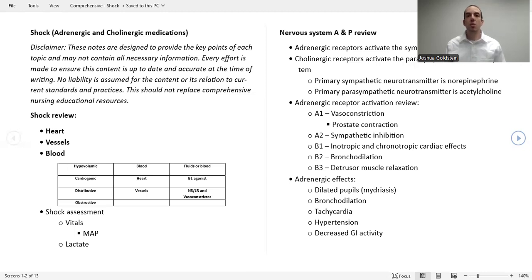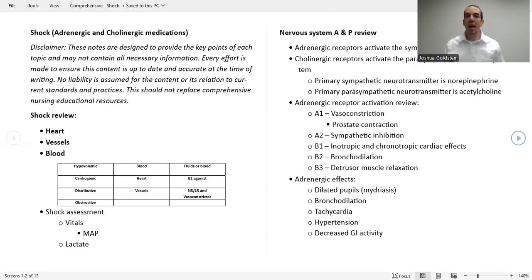So let's go ahead and start with shock. There are three primary classes of shock. There's hypovolemic, cardiogenic, and distributive. There's a fourth one, which is obstructive, which is a mechanical issue, something that's physically constricting the cardiovascular system. We're not going to discuss that today because this is pharmacology. So let's talk about the three primary types of shock that we're going to discuss, which is hypovolemic, cardiogenic, and distributive.